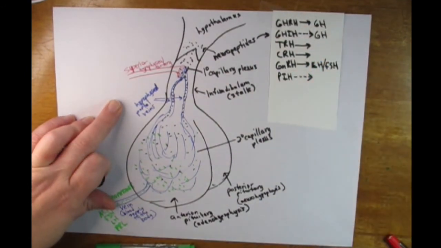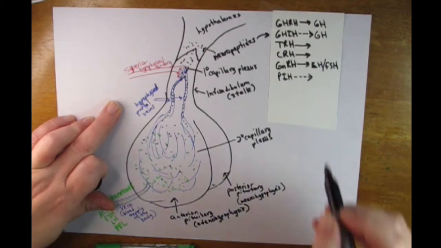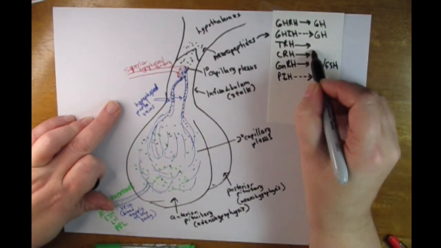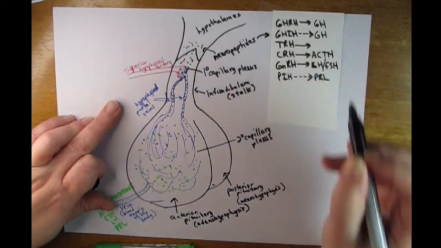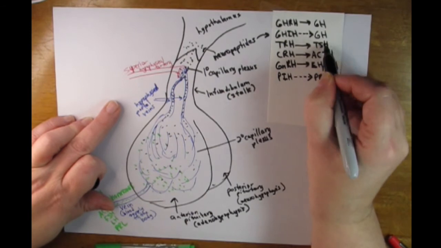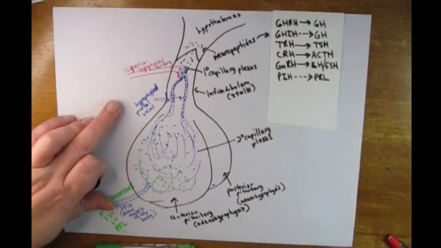GHRH causes the release of GH, and GHIH inhibits the release of GH. Now the purpose of PIH is to inhibit the release of PRL, and then we have CRH, which causes the release of ACTH, and TRH, which causes the release of TSH. I'm going to go ahead and put the targets down here as well. And I think as I do this, I will go ahead and say the names. I think all the letters are probably mind-boggling.